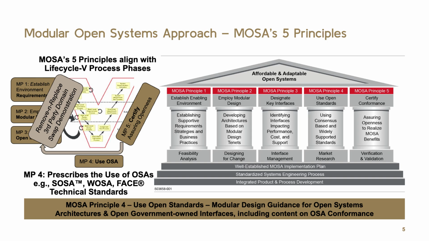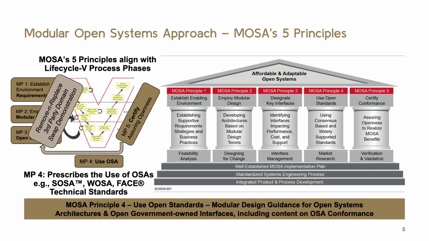While the modular open systems approach is new to many, it's aligned with the more known 5 principles with the life cycle V process phases. So, the principles across the top. Establish an enabling environment is basically capturing your requirements in your digital ecosystem environment, and that's a group of interconnected information technologies. Principle number 2 is your modular design, and you can see at the bottom it's designing for change, because they want to remove and replace these modules for both technical refresh and obsolescence issues.